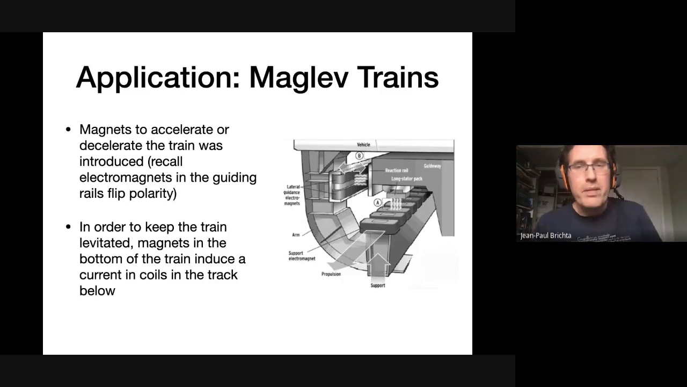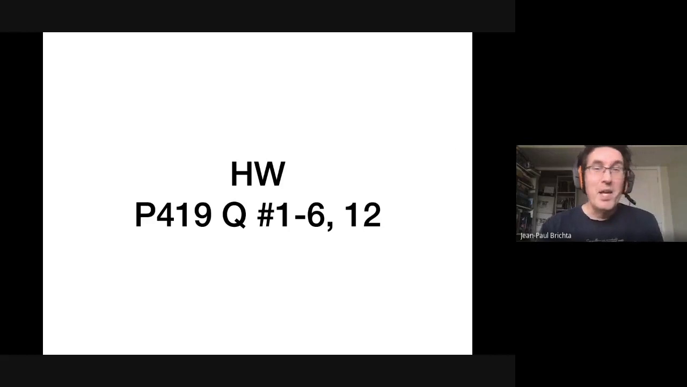But in principle, you just need to have a coil on the bottom of the train, which, after interacting with the magnetic field of these electromagnets, would have a current going the opposite direction, create an opposing magnetic field, and then magnetically levitate the train. It's the exact same concept as the falling magnet in the copper tube, just different geometry.